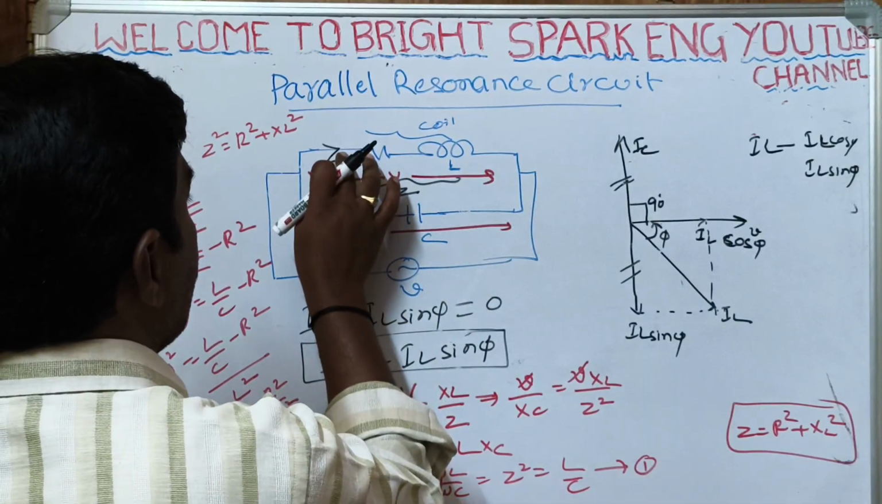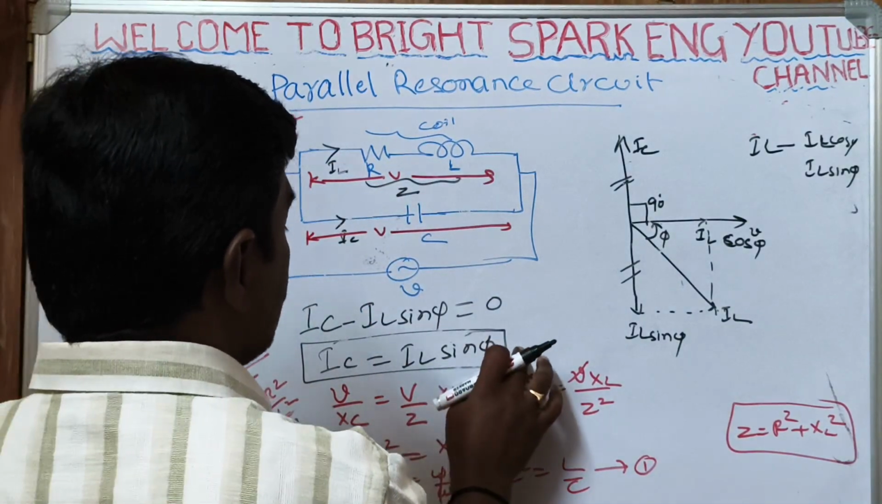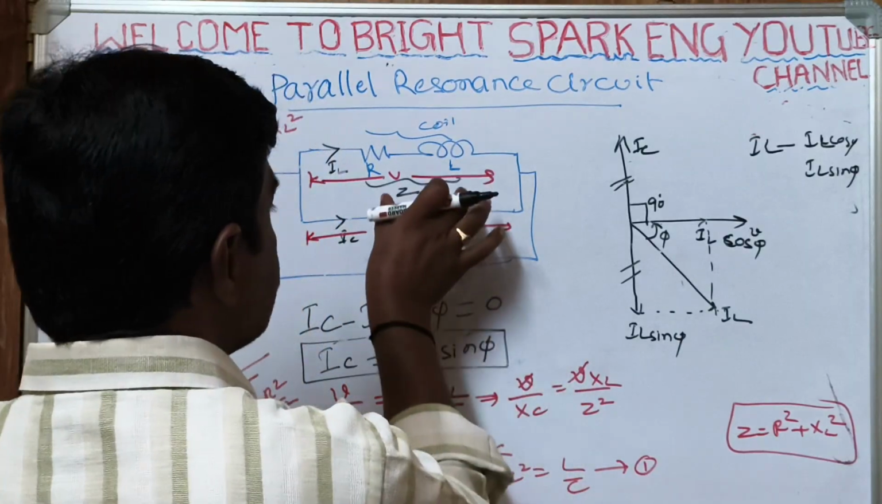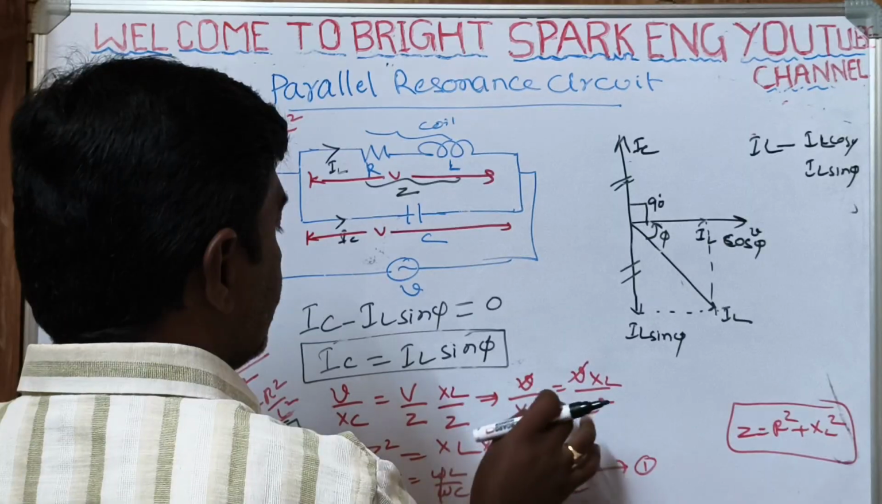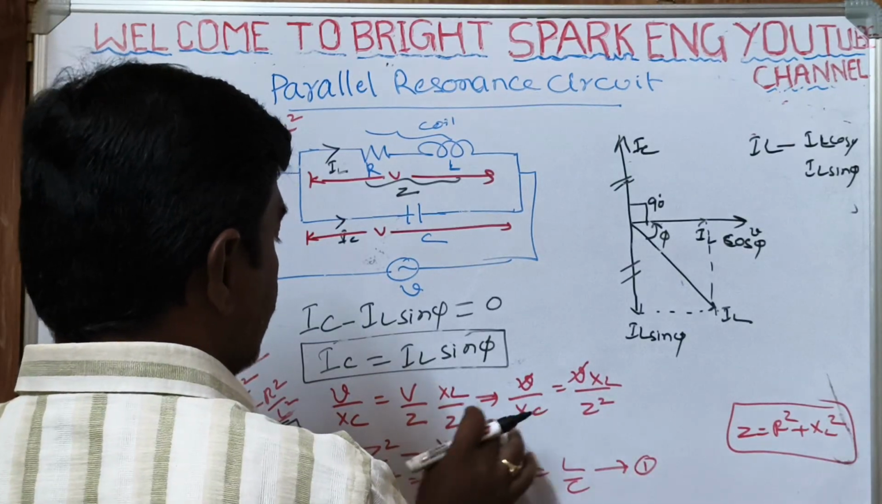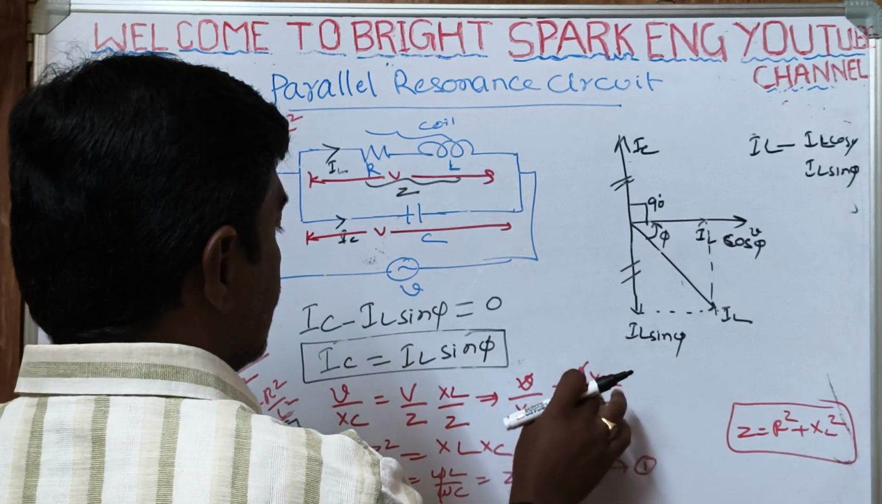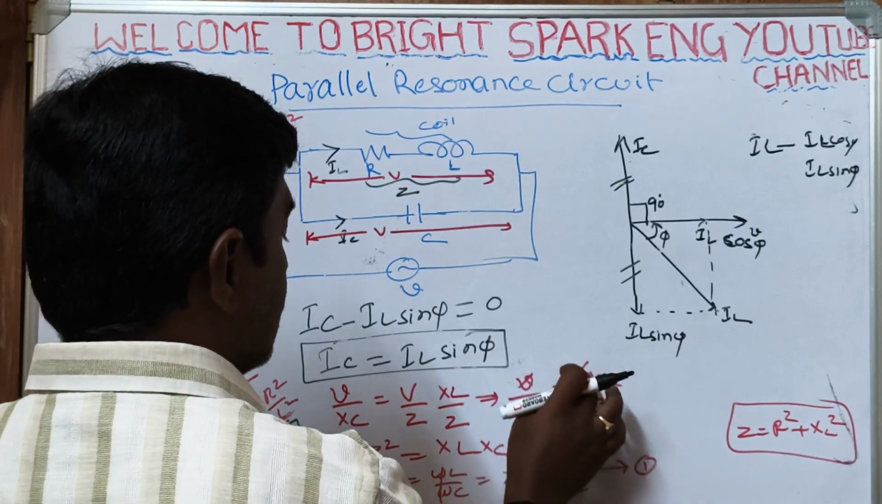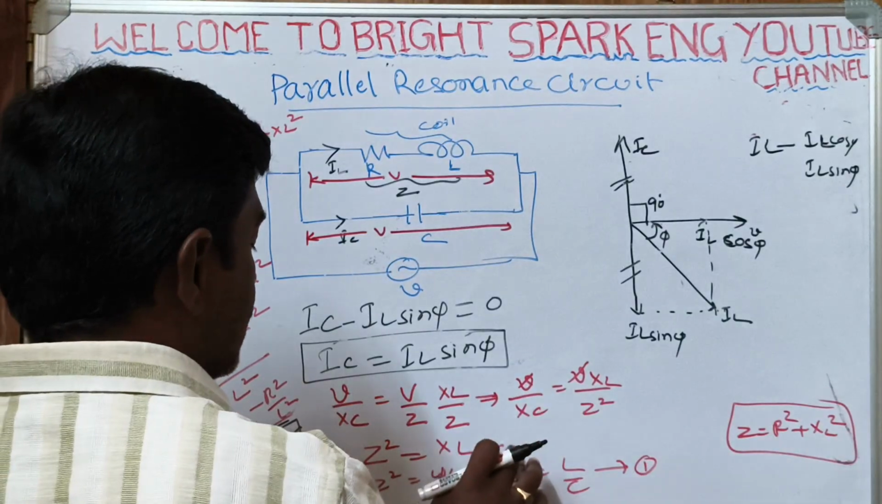The flow of current in the inductor is equal to V by Z. Here sin phi is equal to XL by Z. So this equation is solved. V by XC, all are substituted: V by XC is equal to V by XL. Both V cancel on the right side and left side. Here Z square is equal to XL and XC.